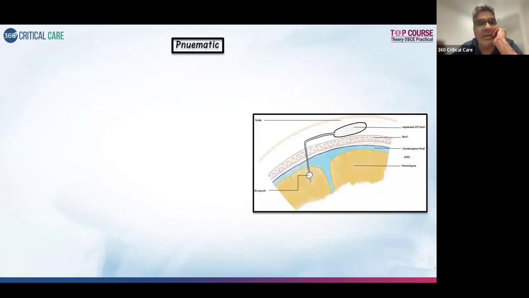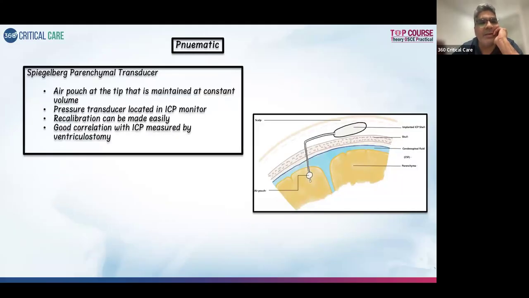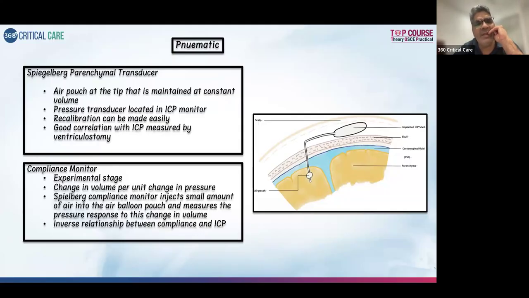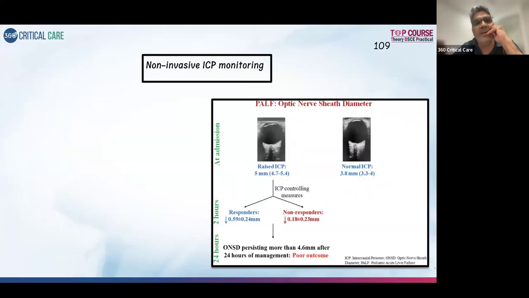Pneumatic devices are experimental. They are called the Spiegelberg parenchymal transducer. They have an air pouch at the tip that is maintained at constant volume, and the changes in that air pouch will tell you the pressure with a transducer. Again, experimental, but has good correlation with changing dynamics of ICP.